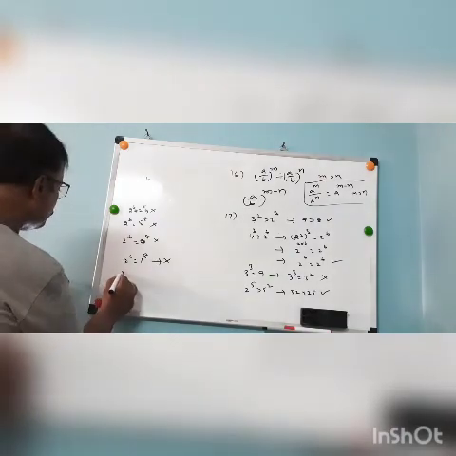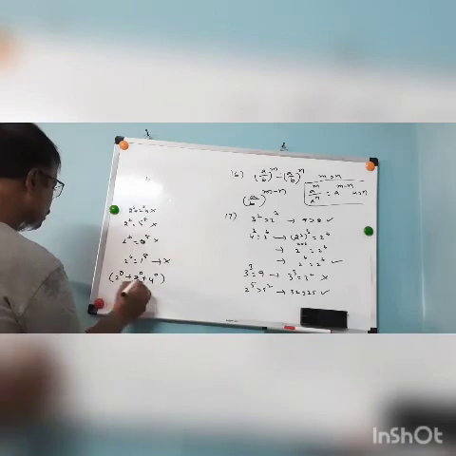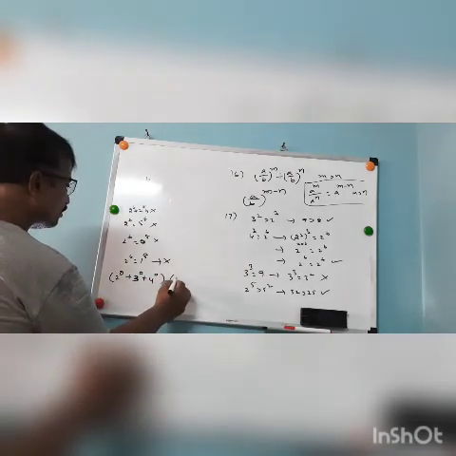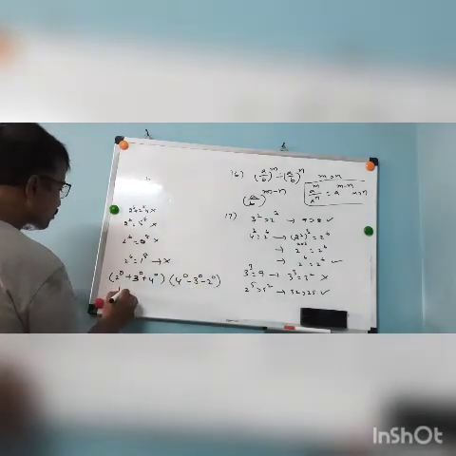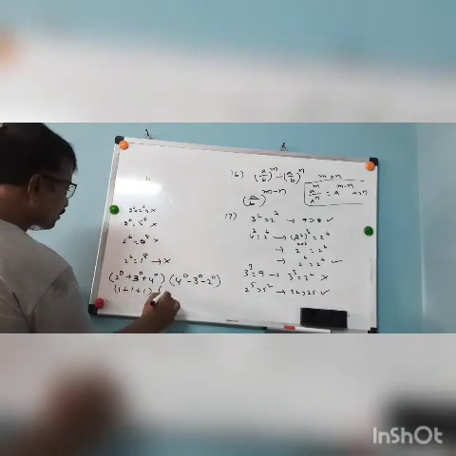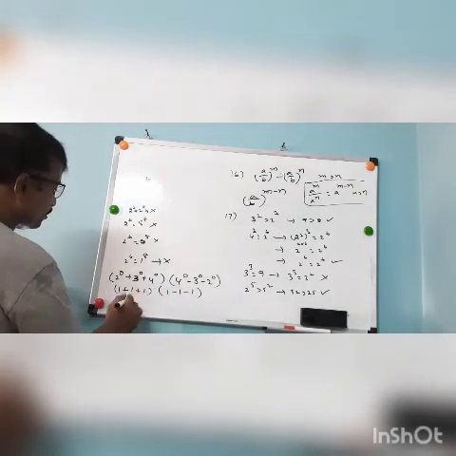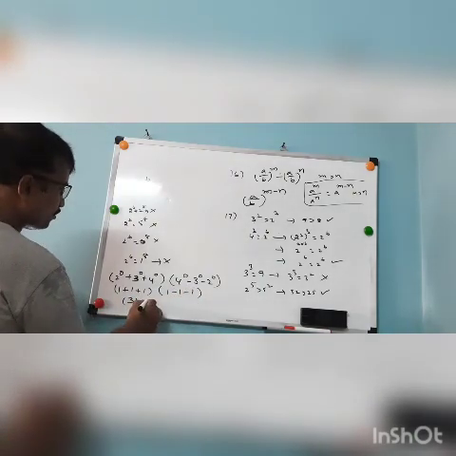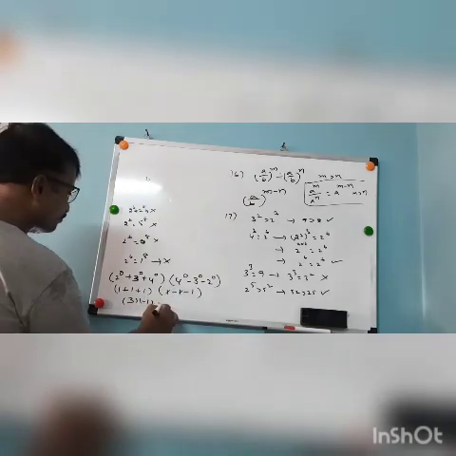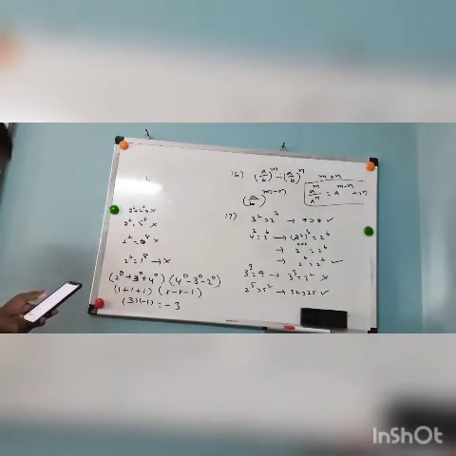Next, 19. 2 power 0 plus 3 power 0 plus 4 power 0, into 4 power 0 minus 3 power 0 minus 2 power 0. Anything power 0 is equal to 1. That's why 1 plus 1 plus 1, that means 3. Then 1 minus 1 minus 1, the 1 minus 1 cancel. Minus 1 is there. 3 into minus 1 is minus 3. That's why the answer to the 19th question is minus 3.